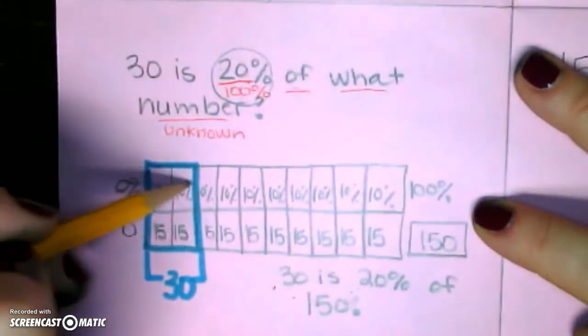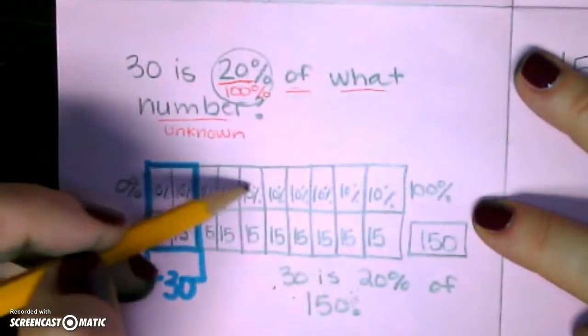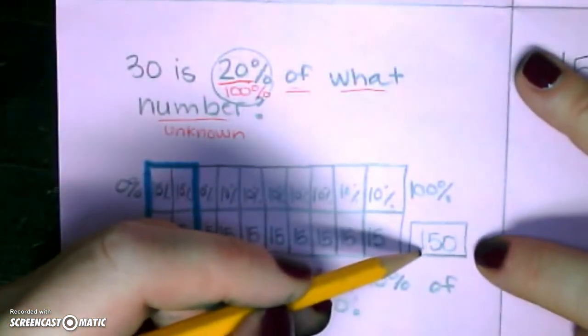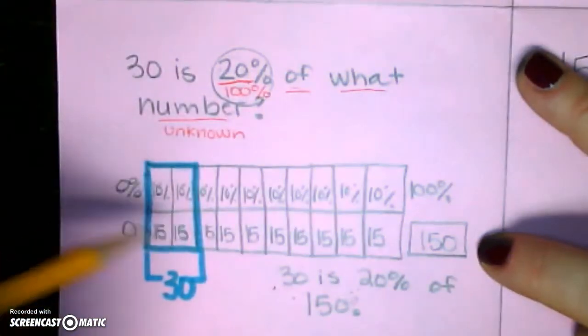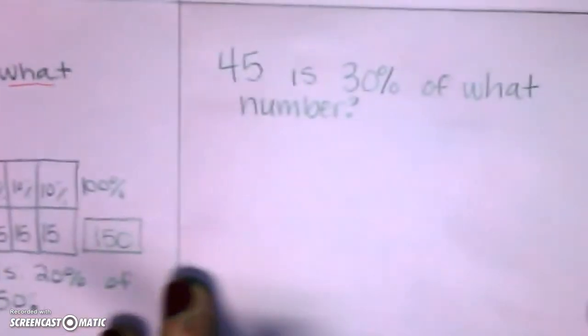Now, if you remember that this could have been cut into pieces that were worth 20%, you would have gotten exactly the same answer. You would have gotten the same whole. You just would have gotten it in fewer pieces. Now let's take a look at our last problem.